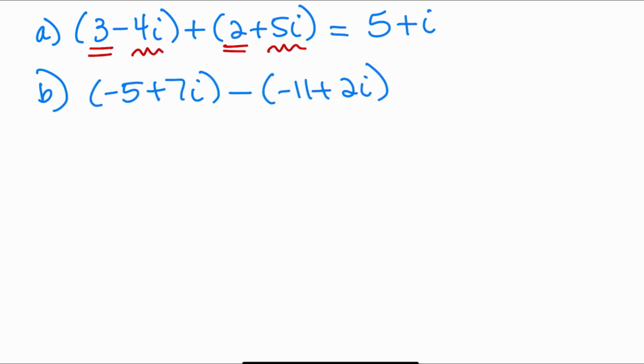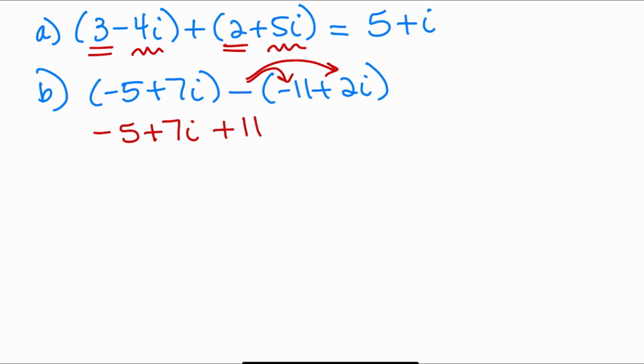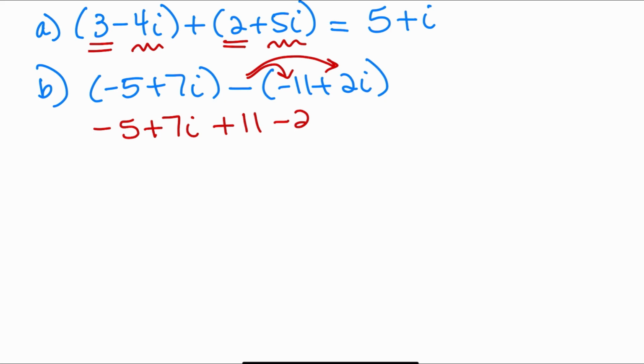Take a look at this subtraction problem. In terms of subtracting, before you can combine like terms, one of the things that you have to be careful with is that you do have to distribute that minus. So the left part right now does not get touched. It's still negative 5 plus 7i. But here we're going to go ahead and distribute. Negative times a negative is a positive 11. Negative times a positive is going to be a negative 2i.